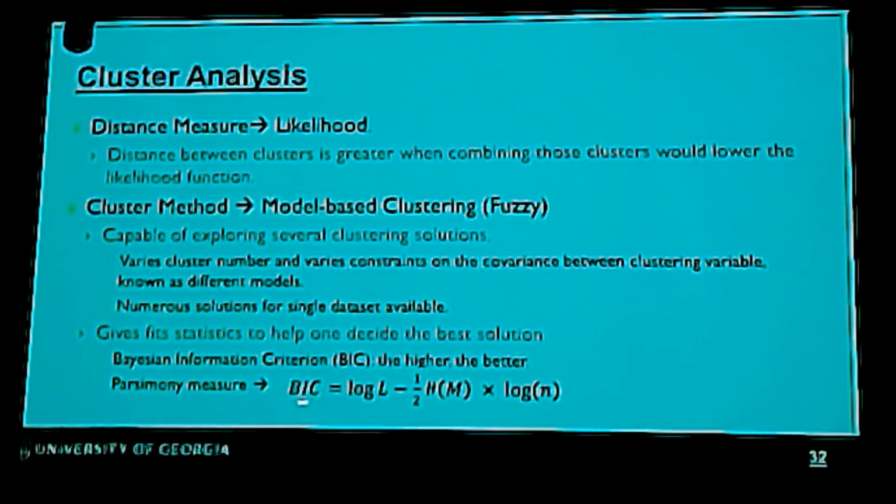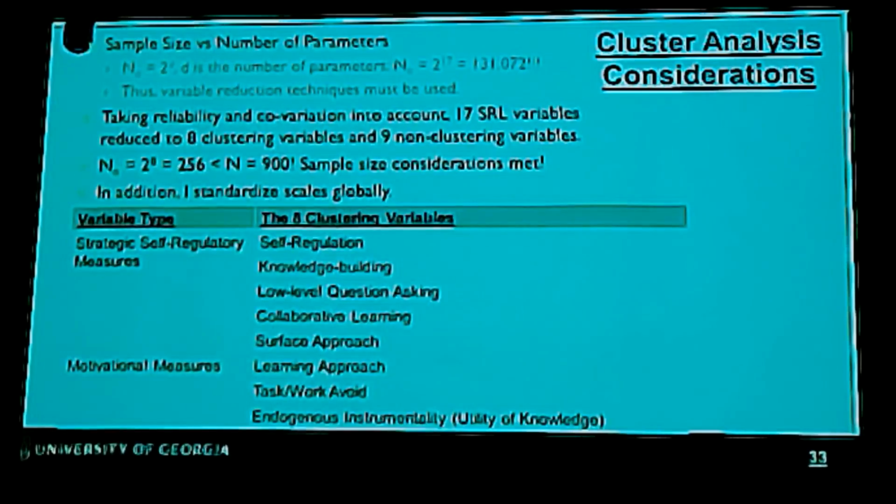So this BIC, this Bayesian information criterion, is a balance between the most likely distribution of clusters in your data set versus how many parameters you're looking at and how many people you've observed. So it's a parsimony measure. It takes that into account. So we ran this cluster analysis, right, and tried to see what the best solution was. And we looked at a couple other fit measures. But first, I'll talk about what we did, right?